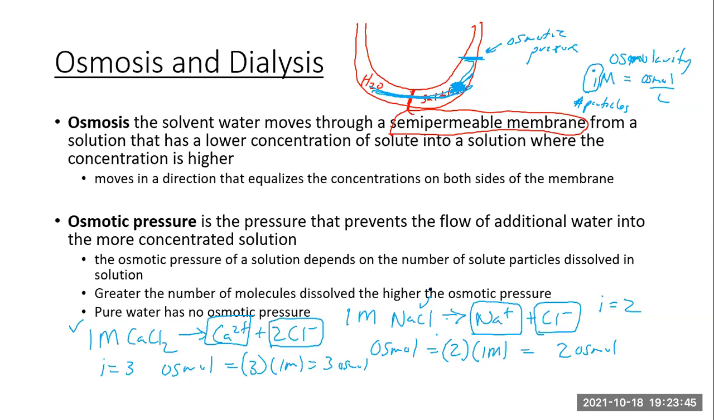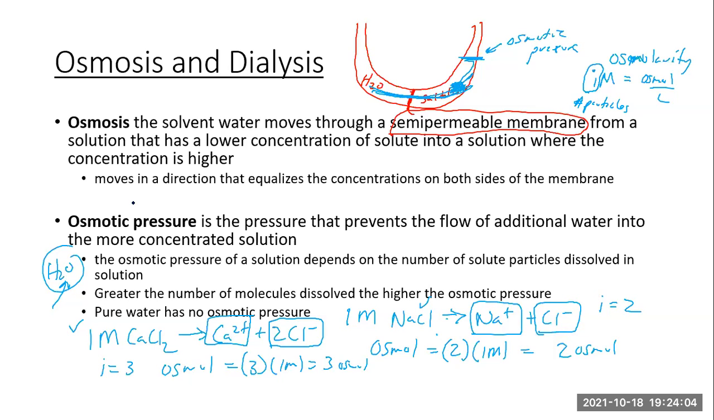Water has no osmotic pressure because in pure water you have nothing else dissolved in there. There are no ions, there are no particles, it's just water, and it has an osmotic pressure of 0 in this case. Any questions on that there?